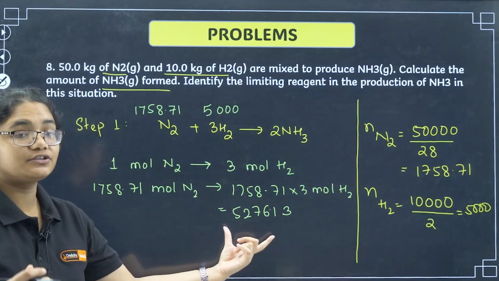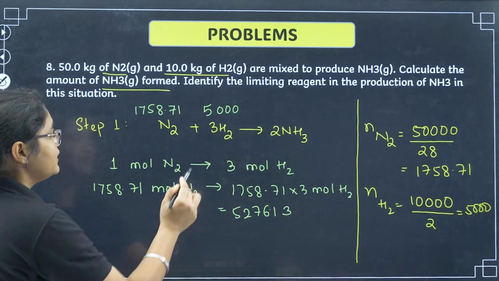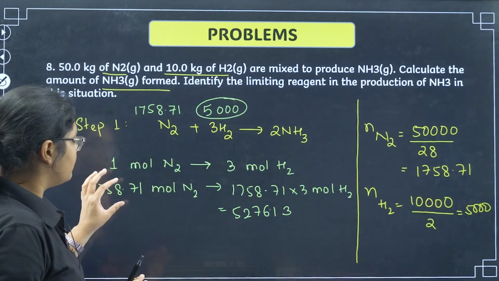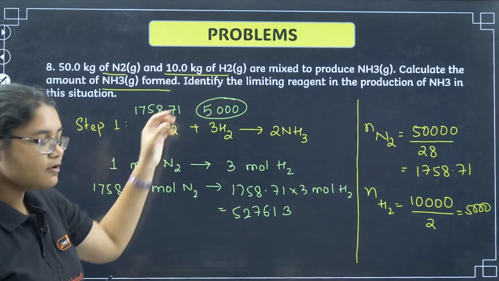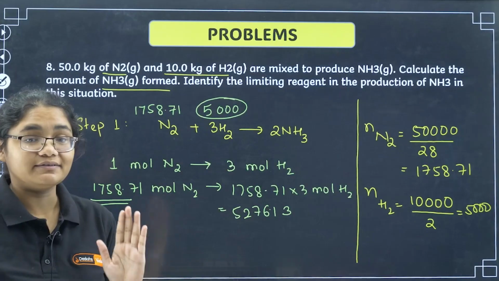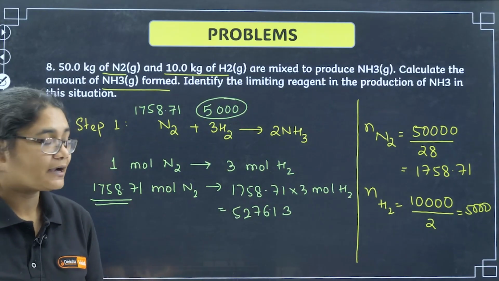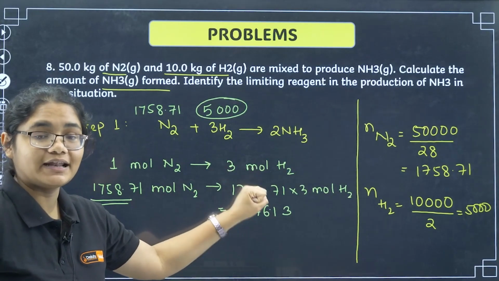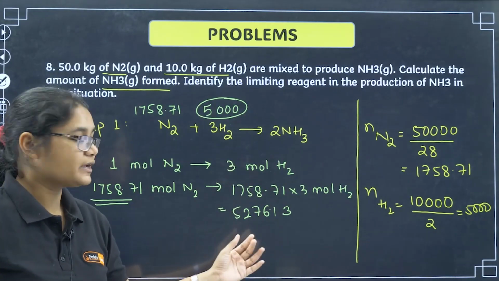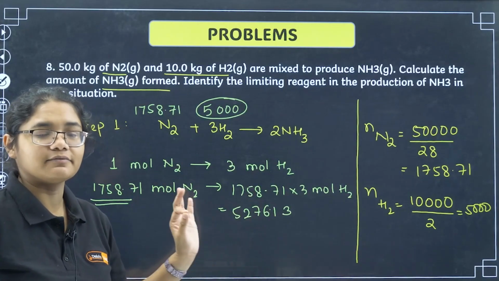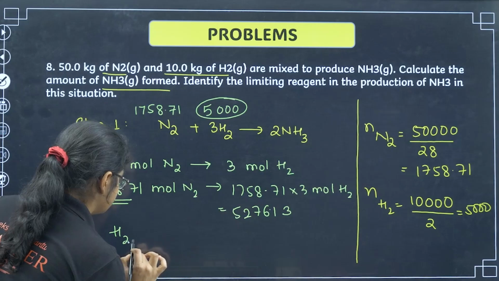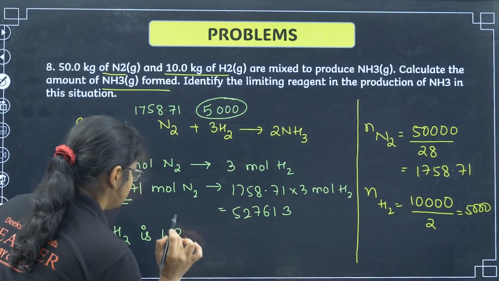But how much hydrogen do we have in the reaction? We have only 5,000 moles of hydrogen. For complete reaction of these many moles of N2, 5276 was required. 5276 is not there, 5000 is there. So this one is present in less quantity than the required amount. Required is 5276.1, or roughly 5300, but we have only 5000 moles of H2. So H2 is my limiting reagent.